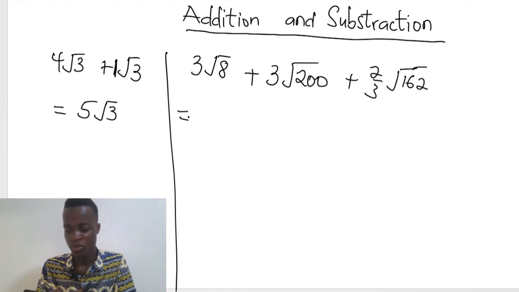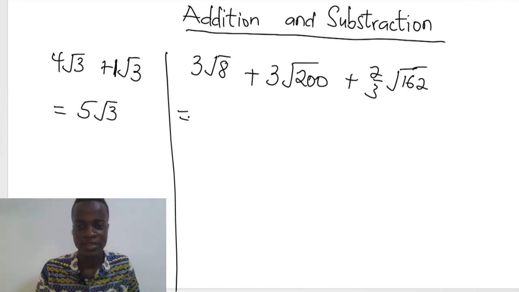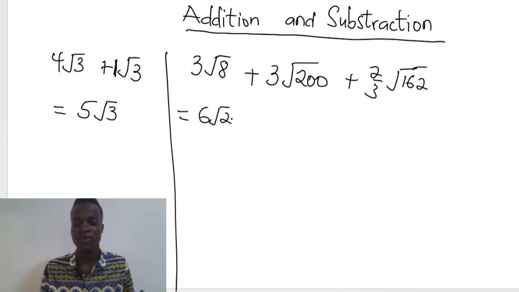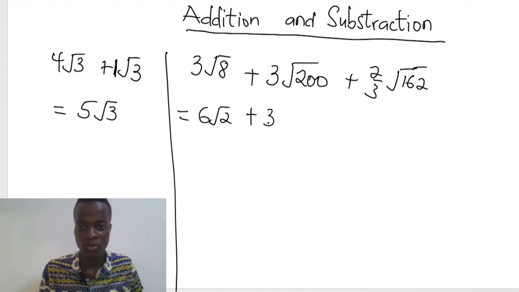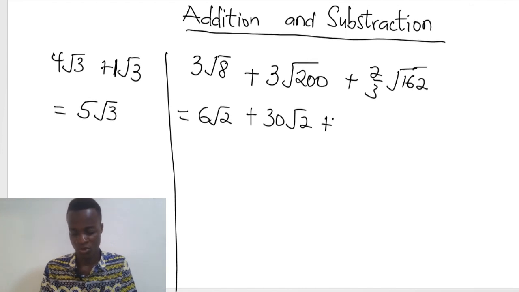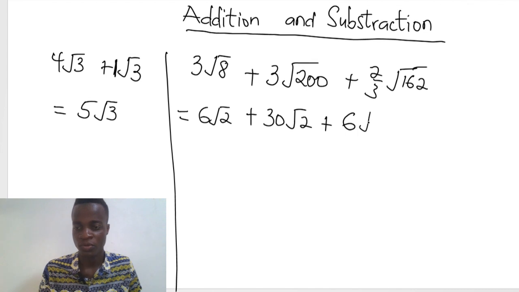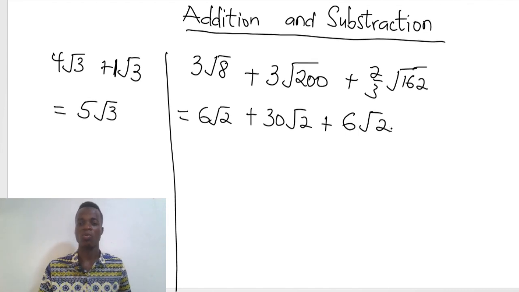So 3 square root of 8. What do we have? We have 6 root 2. That's how we go for the first one. Plus 3 square root of 200. Yeah, that's 30 root 2. Plus now 2 over 3 square root of 162. What do we have? We also have 6 root 2. Wow.